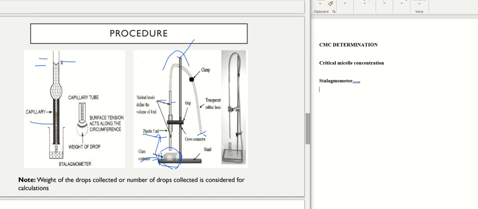But in today's experiment, we are considering the determination of critical micellar concentration. Hence, we need to take a surfactant solution in varying concentrations. We need to check at which concentration the surface tension becomes constant. So for the first sample, we'll be taking, say, without addition of surfactant, just water as a sample, and we'll be checking for the surface tension.